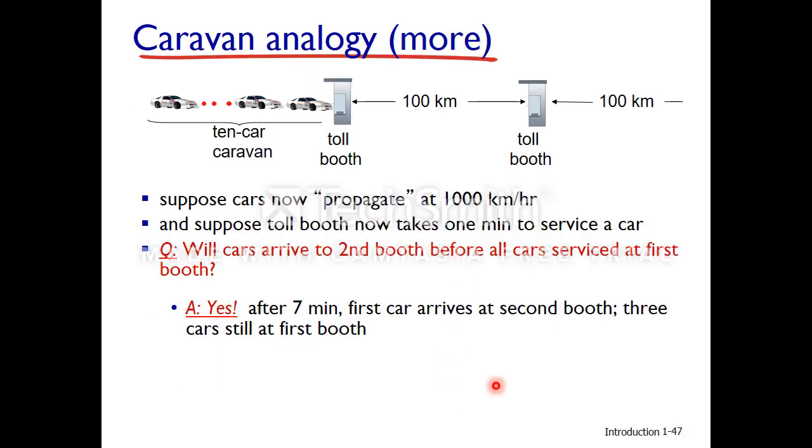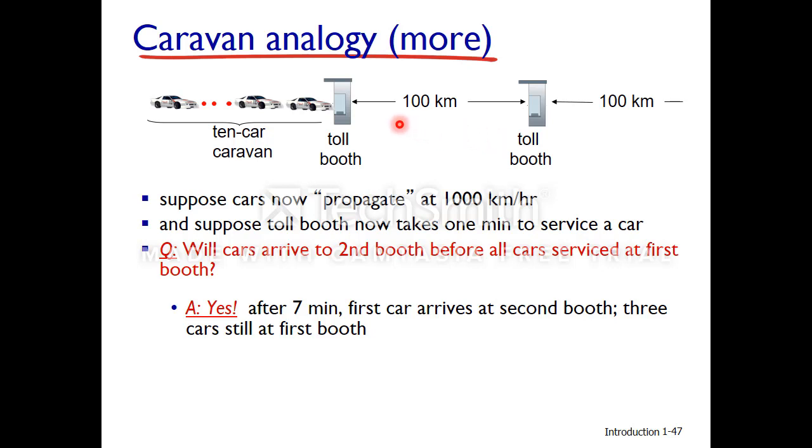Now, let's say the cars can instantly accelerate to 1,000 kilometers per hour. Let's also say that the toll booth can service each car in a minute. So the question then is, will cars arrive at the second toll booth before all the cars have been serviced at the first? Yes, they can.